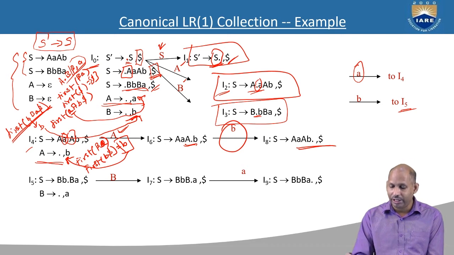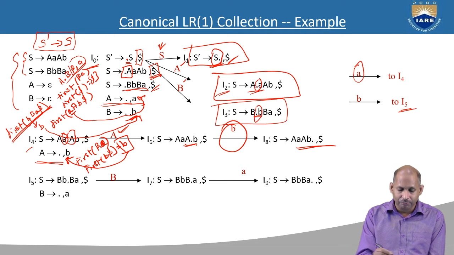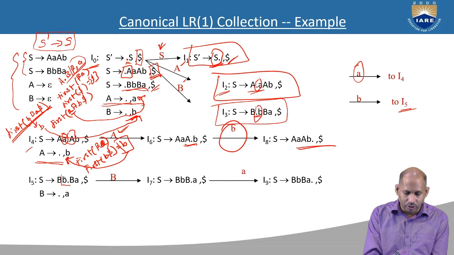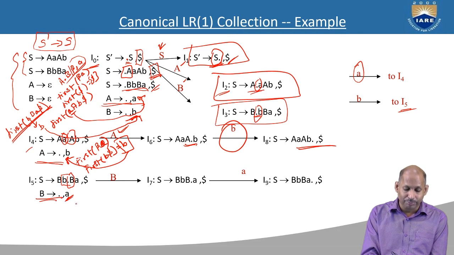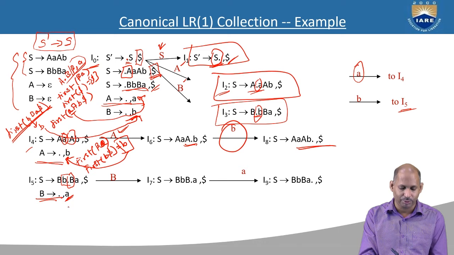Then what is I5? Dot B. Dot B here will become B dot. Right? Then once again here dot followed by B, we are adding the B production. Then what is this information? How do we get this information?